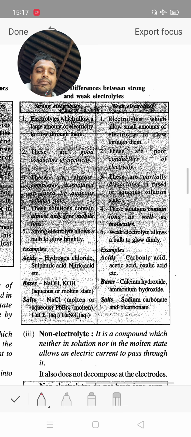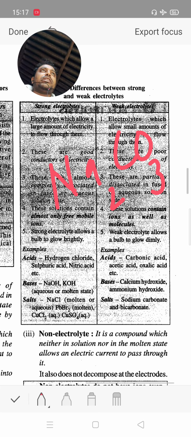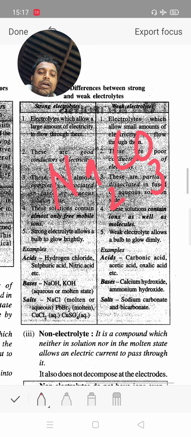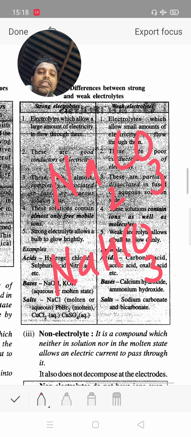Base completed, now salt. Sodium carbonate, Na2CO3. It is a weak electrolyte. Another example, sodium bicarbonate, NaHCO3. It is also another example of weak electrolyte. It is partially dissociated into ions.